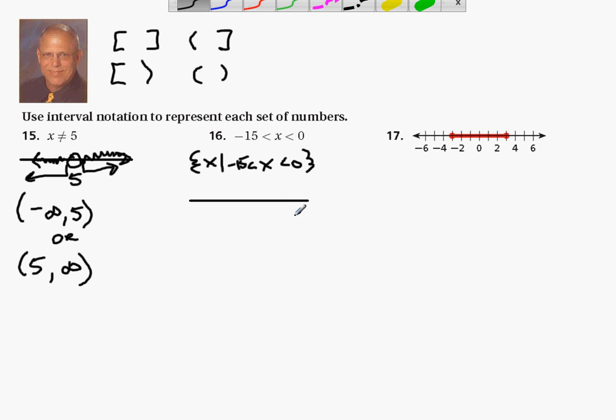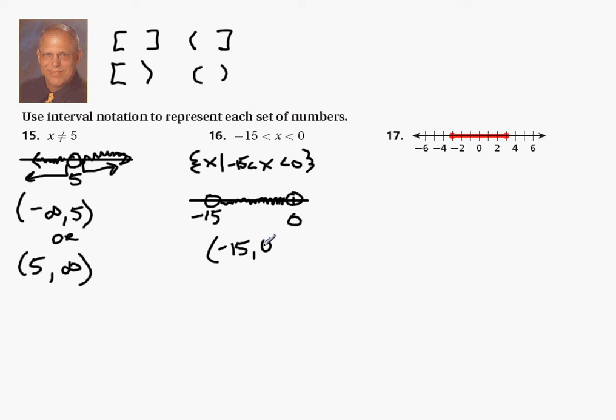Here we would have 0, which is represented by an open circle, open point, because there's no equals. And we have x greater than negative 15. So here is negative 15, which is also represented as an open circle, and all the points in between. So if we think about interval notation, we have negative 15, comma, 0. Boom. That says the same thing.